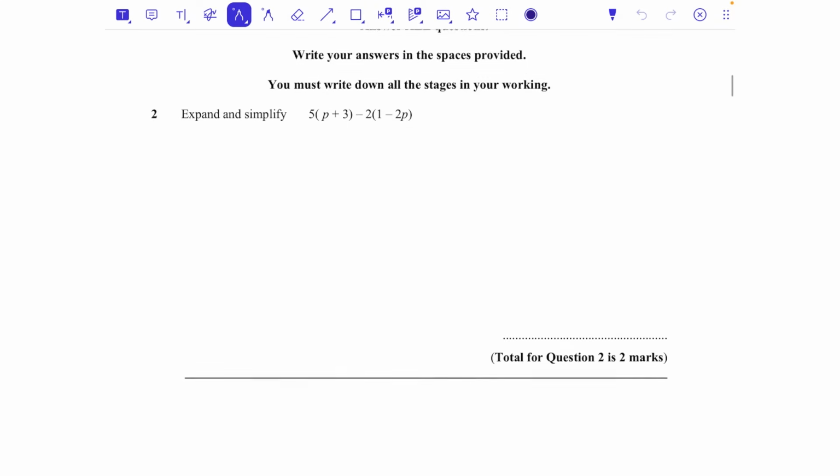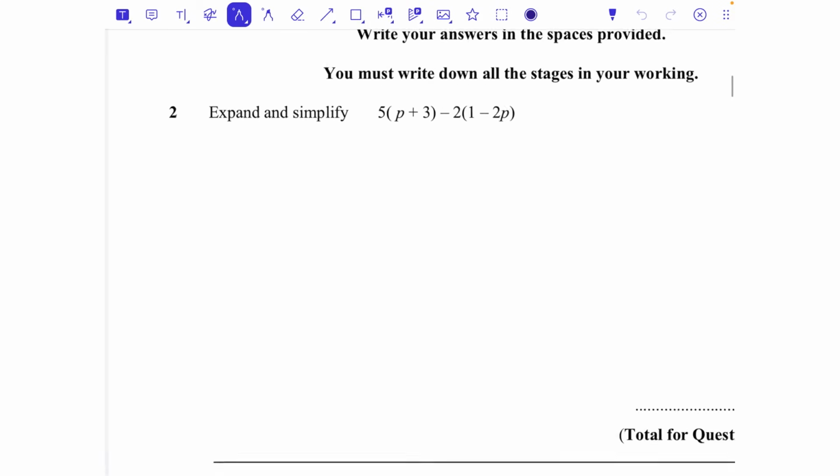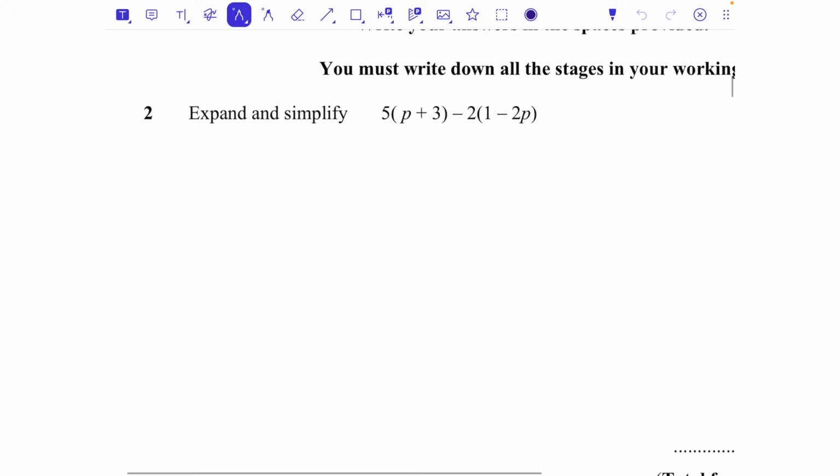Okay, question number 2. Expand and simplify 5(p + 3) minus 2(1 minus 2p). So when we expand brackets, we need to do what's on the outside multiplied by each of the things inside it. So we're doing 5 lots of this first bracket, take away 2 lots of the second bracket. So we're going to do minus 2 lots of this and minus 2 lots of this. So altogether, 5 times p is 5p. 5 times 3 is 15. And then I'm doing minus 2 lots of 1, which is just minus 2.